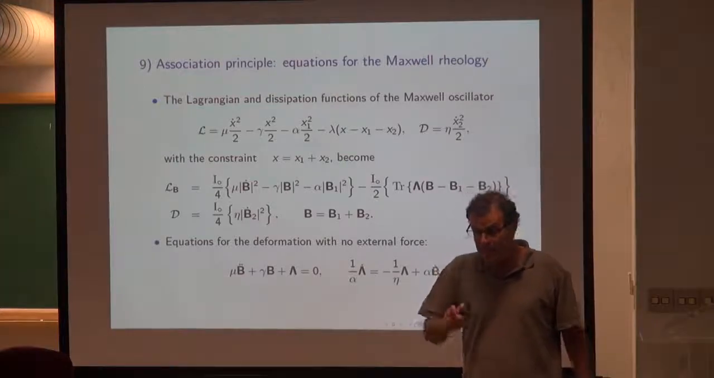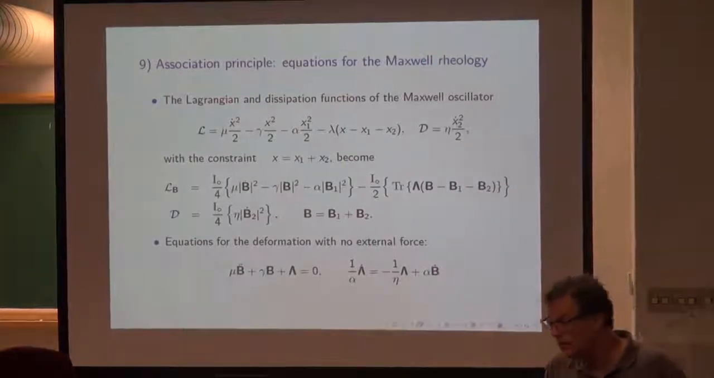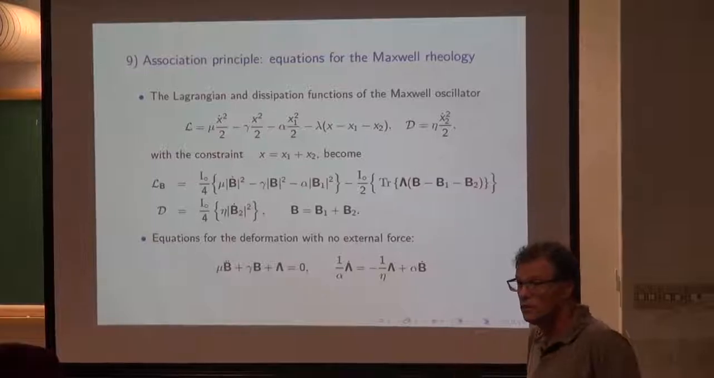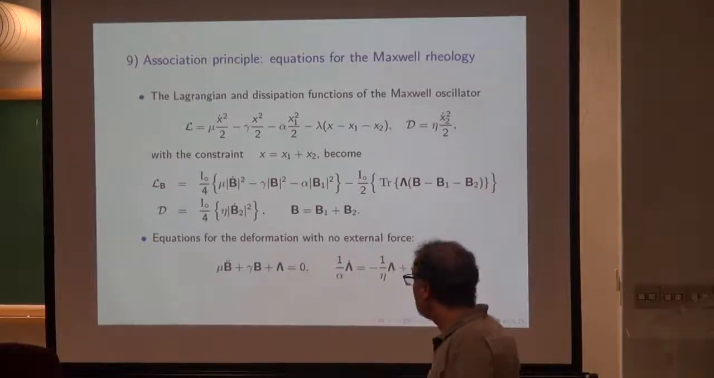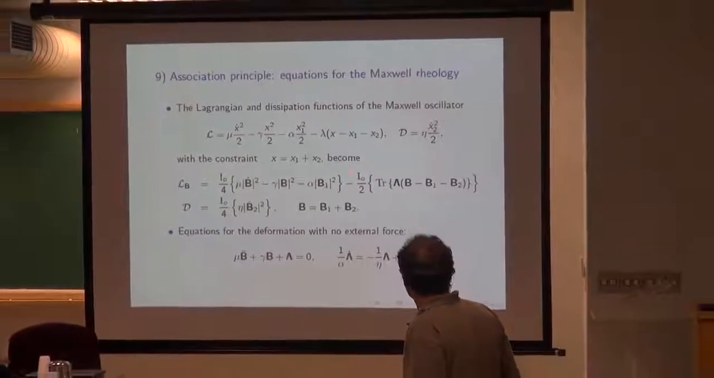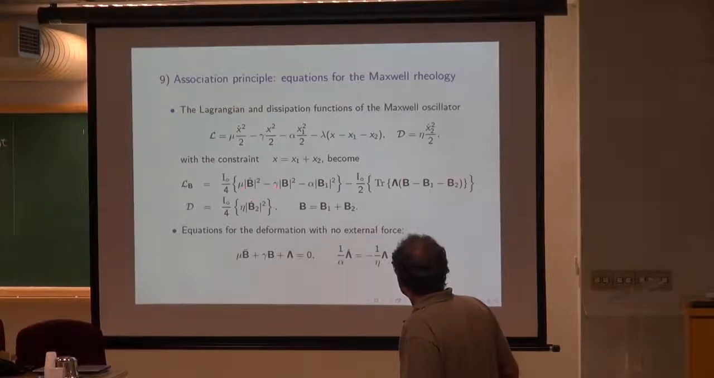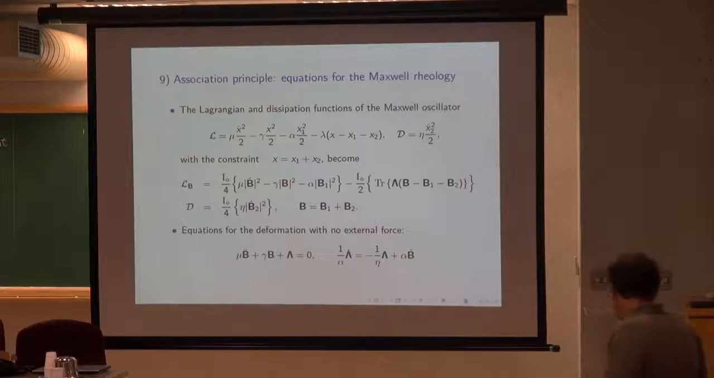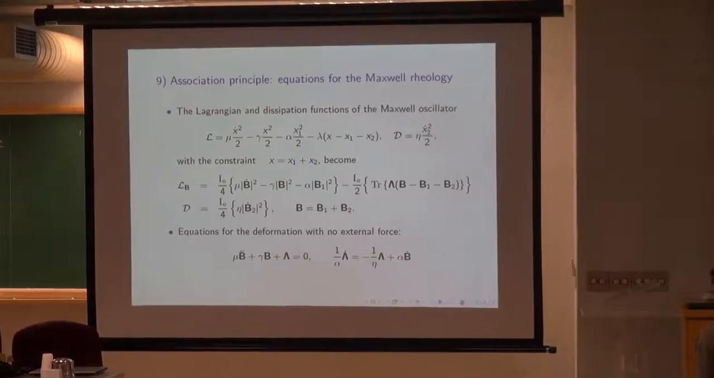Because if the body is not spherically symmetric, then this result is not true. You have to modify it. Because the appearance of these single scalar parameters here, this mu, this gamma, is related to the isotropy of the body, being spherically symmetric at rest.